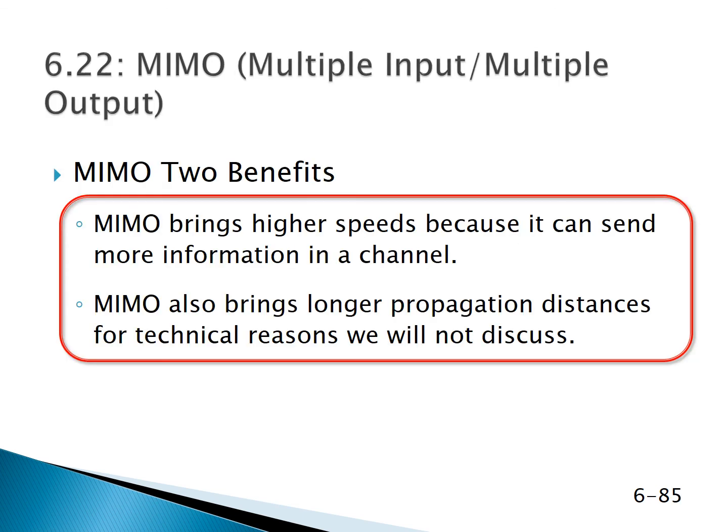So that's why we can do this MIMO, which actually stands for multi-input, multi-output. There are two major benefits. The MIMO will bring higher speed because it can send more information in one channel. It also brings longer propagation distances because of some technical reasons, but we are not going into detail. But basically, it can propagate longer. So these are the two major benefits of the MIMO.